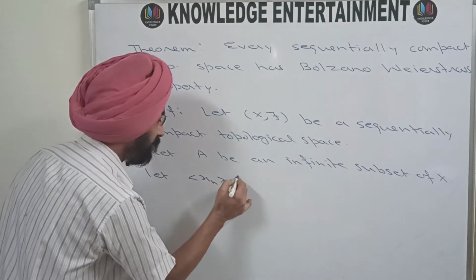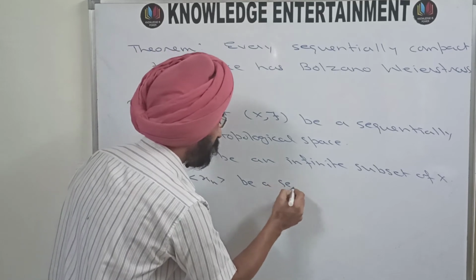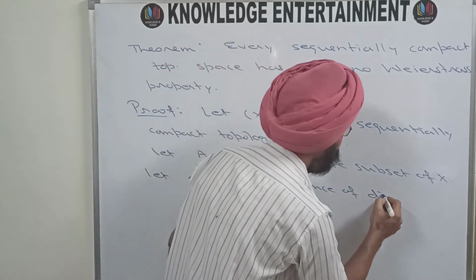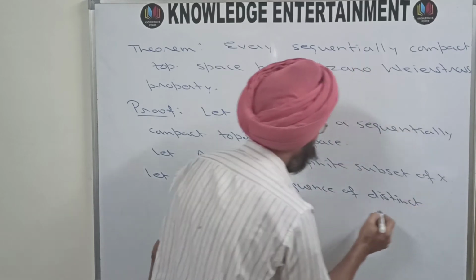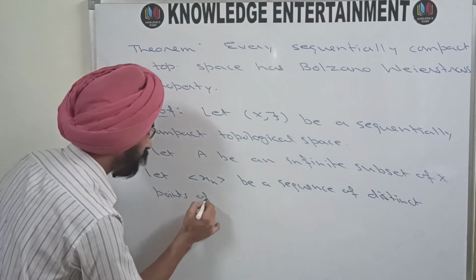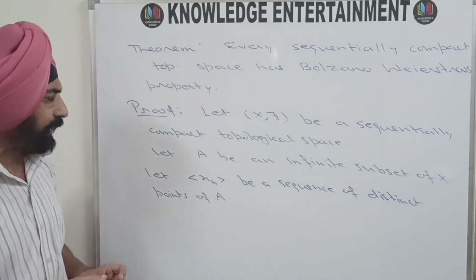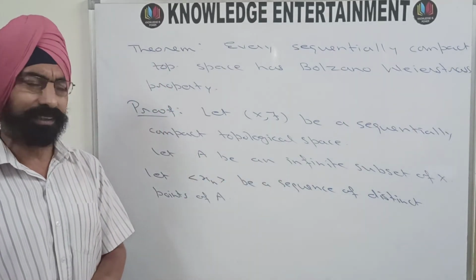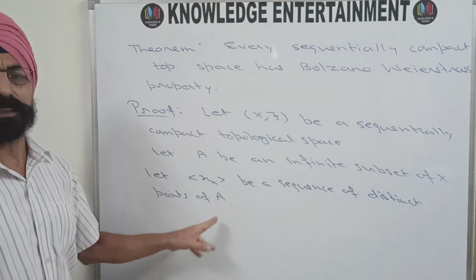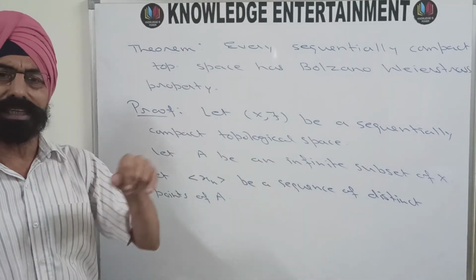Xn be a sequence of distinct points of A. This is possible because A is an infinite subset of X. Now Xn is a sequence of distinct points of A, and A is a subset of X. That means Xn is a sequence in X.